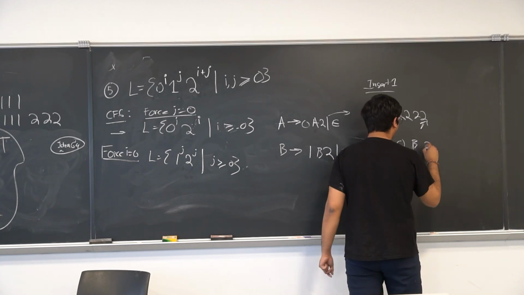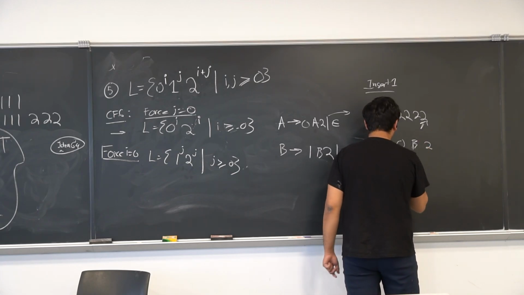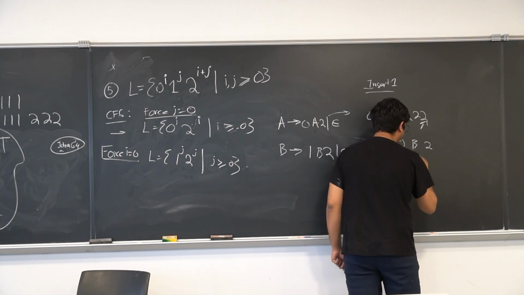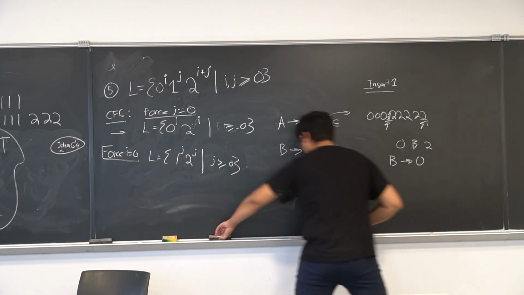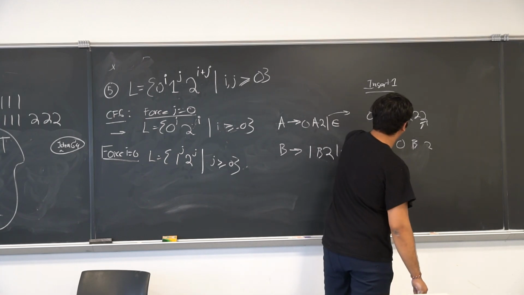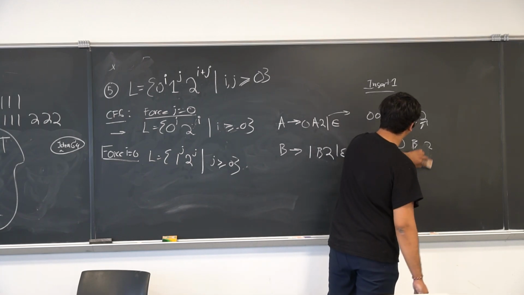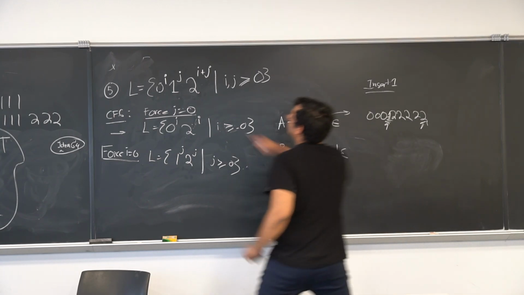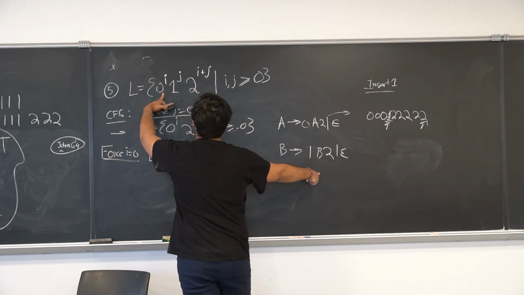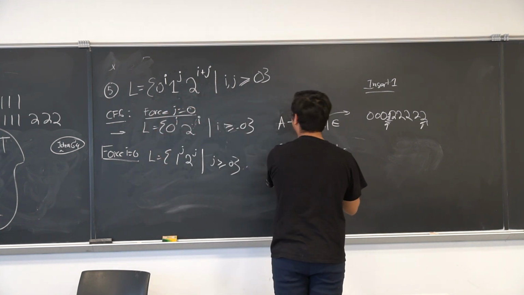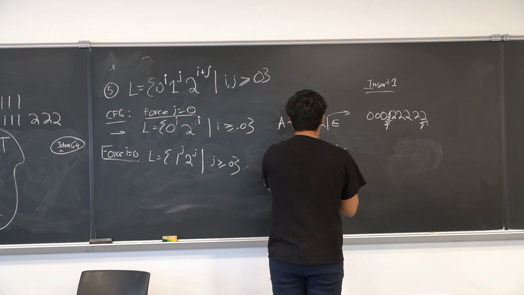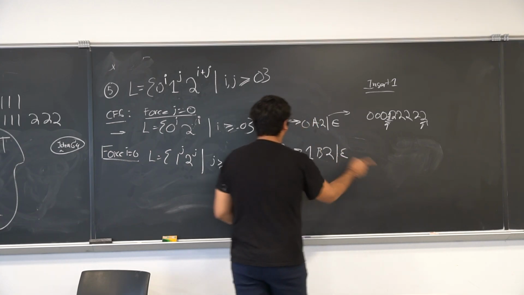So, let's see. B goes to 0. First I set this one to be 0. Okay, yeah, that's what I did. So I set this to be 0, and then I got, this is a 1. Okay, cool. So 1, 2B.